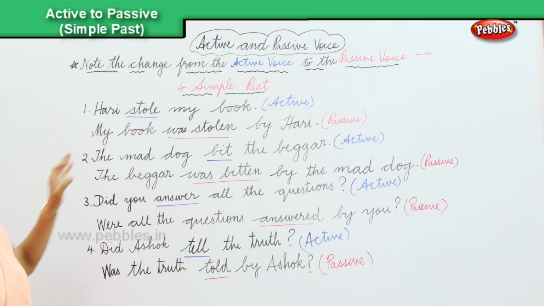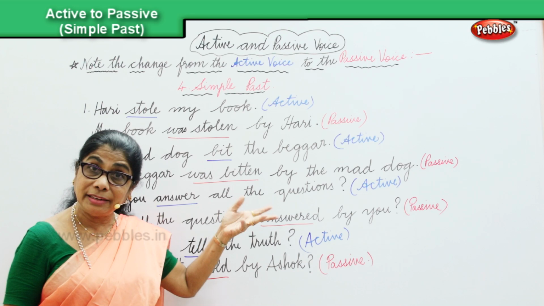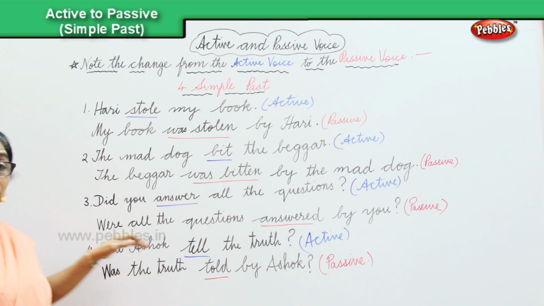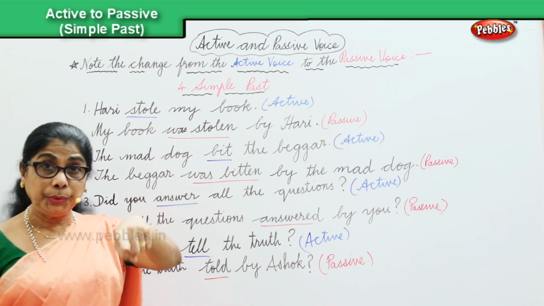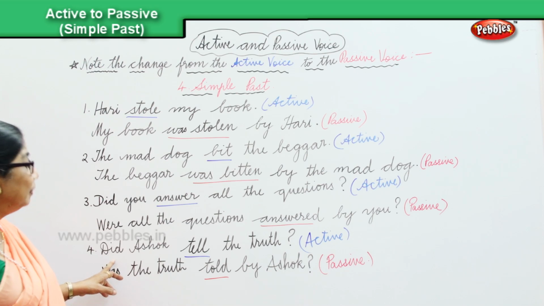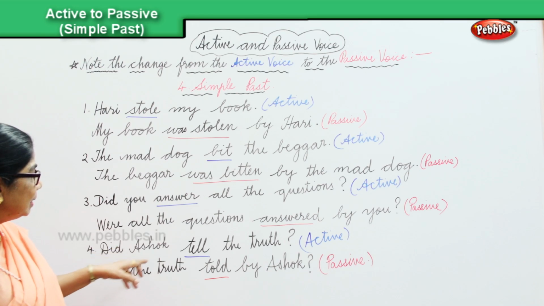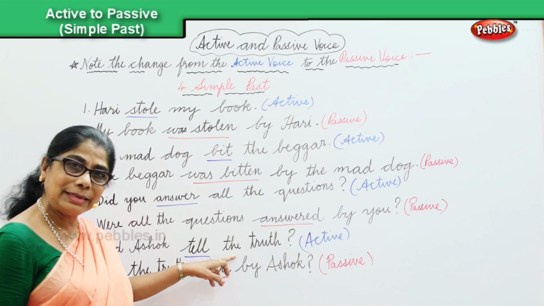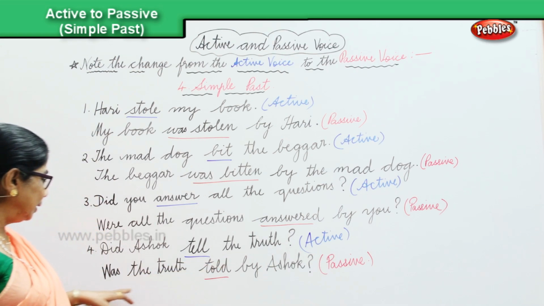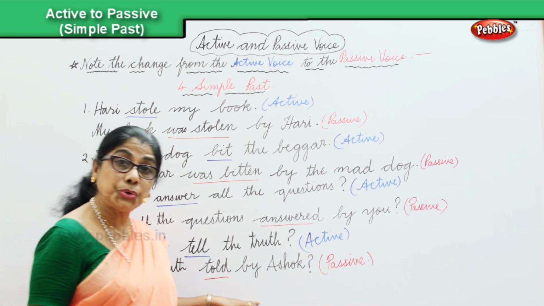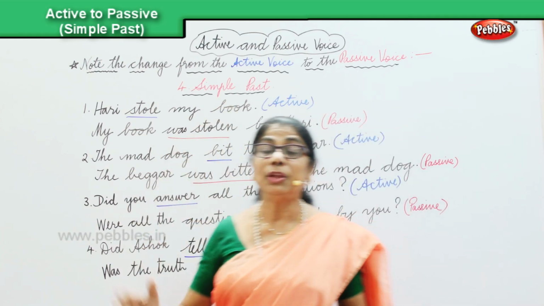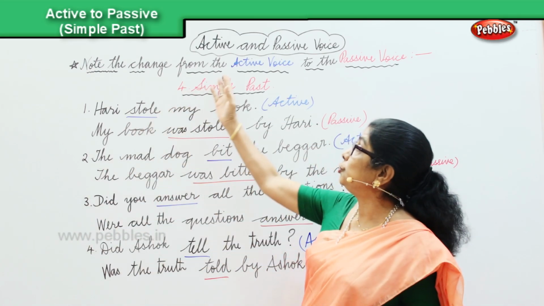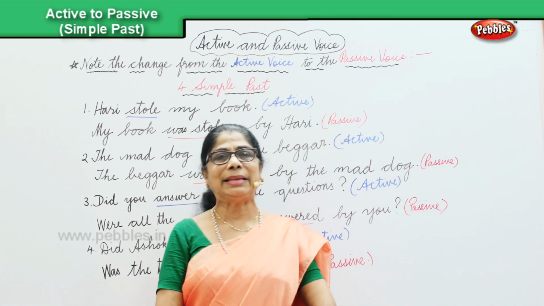And look at the simple past in the third sentence. Did you answer all the questions? Active. Were all the questions answered by you? Passive. And finally, in the simple past, did Ashok tell the truth? That's the active voice. When you change over, it says, was the truth told by Ashok? In the simple past, we learned to note the changeover from the active into the passive voice.